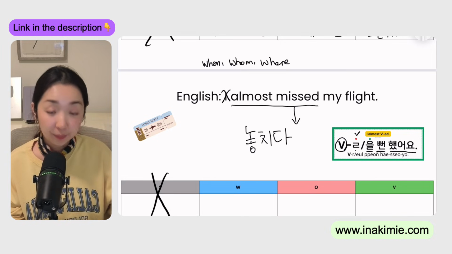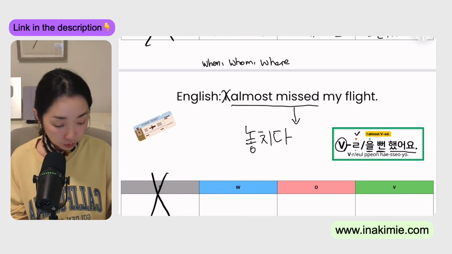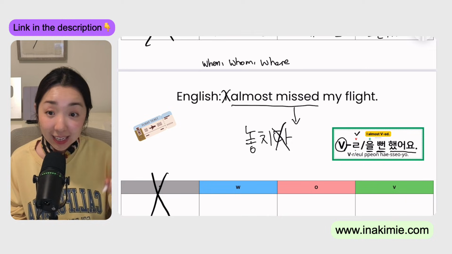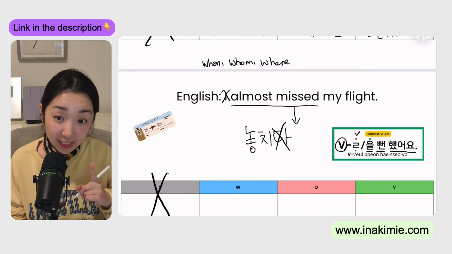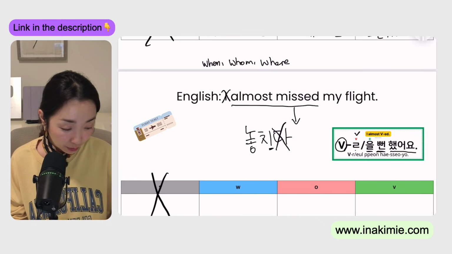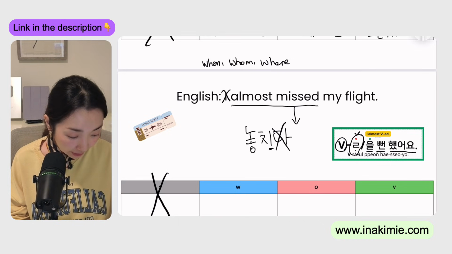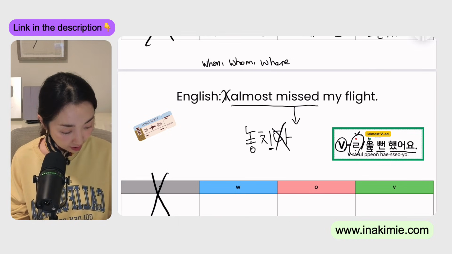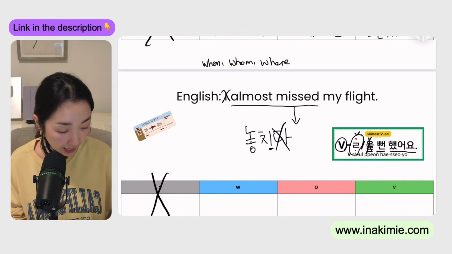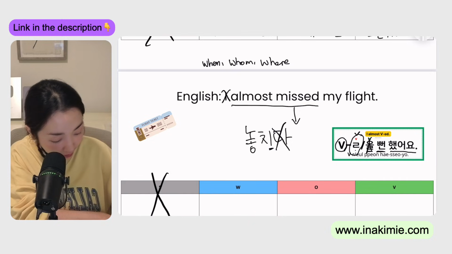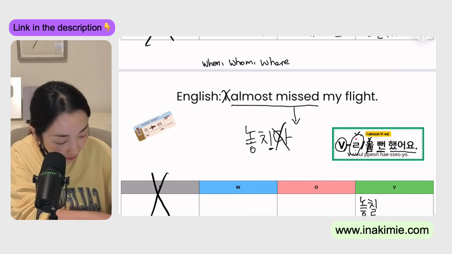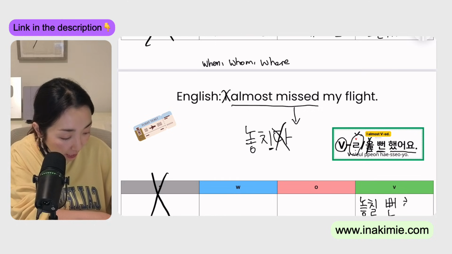놓치다. Drop the 다. Look at the stem. Does it have a consonant or vowel ending? It just ends in a vowel. So we have to start with this, not the consonant ending. Now, I can start with my verb section here. 놓칠. And then it says 뻔. 놓칠 뻔. And then space 했어요.